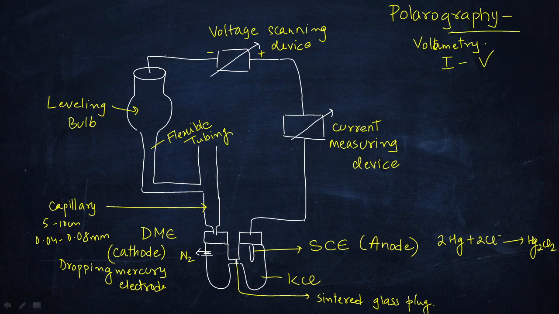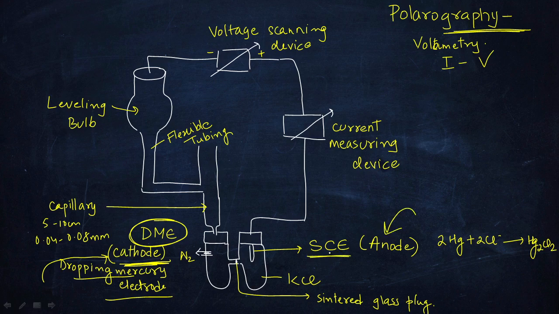So what special thing this polarography has is an electrode that is known as DME. What is DME? DME is dropping mercury electrode. This acts like a cathode. Now when cathode is present, we must have an anode. So the anode is SCE, standard calomel electrode. The reaction that happens is 2Hg plus 2Cl minus gives Hg2Cl2.